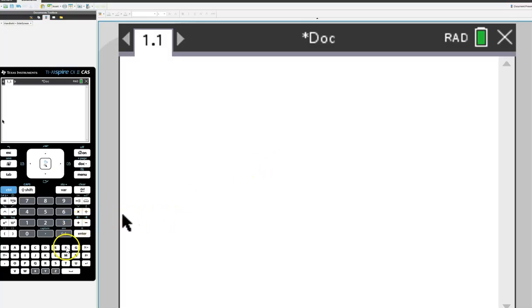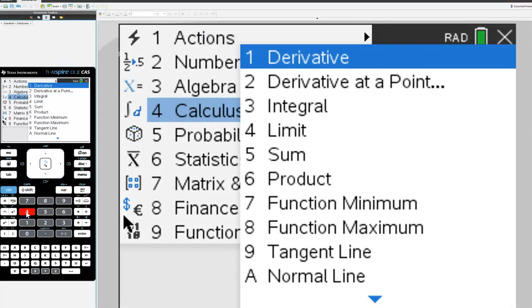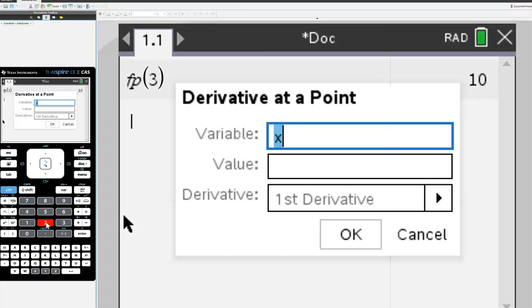So to find the derivative f prime of 3, I could just type fp of 3, grip it and rip it, because I stored that derivative to memory. But let me show you another way, okay? Menu. Oh boy, look at option 4. That's this whole class, calculus. Would you take a look at that? Option 2 is derivative at a point. So let's see what happens if we select that.